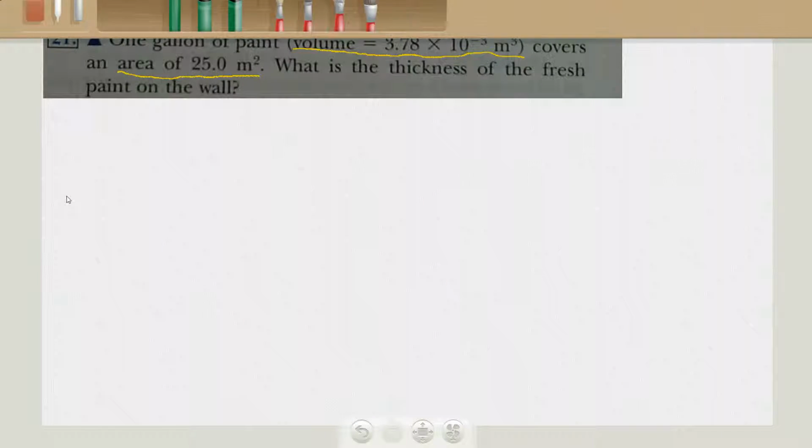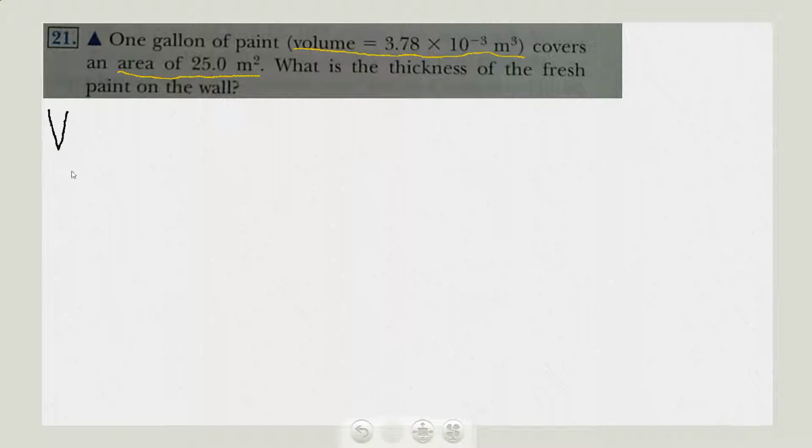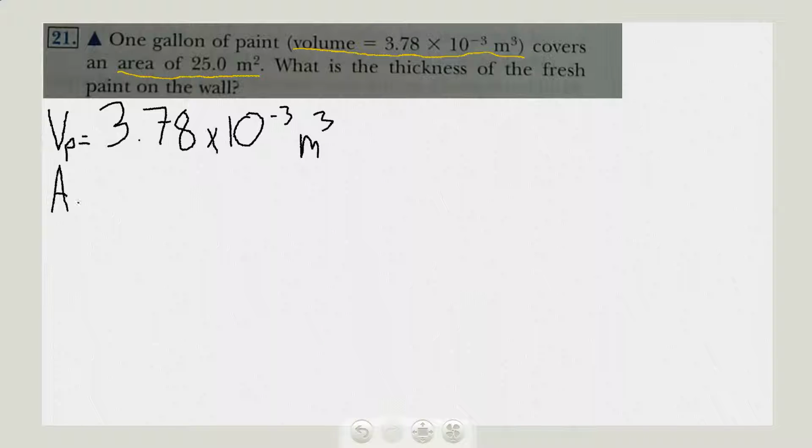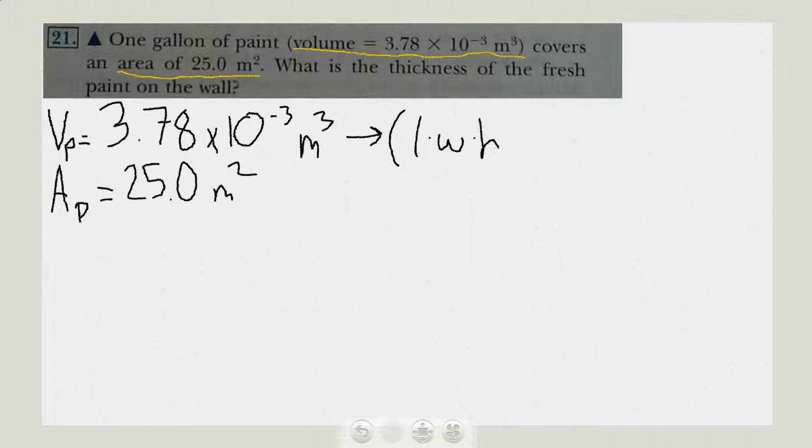Now, first thing you do is write down your givens, which is the volume of the paint is equal to 3.78 times 10 to the negative 3 meters cubed, and the area of the paint is equal to 25.0 meters squared. Now volume is defined as length times width times height, and area is defined as length times width. And what you're trying to find is the thickness of the fresh paint, or its height.